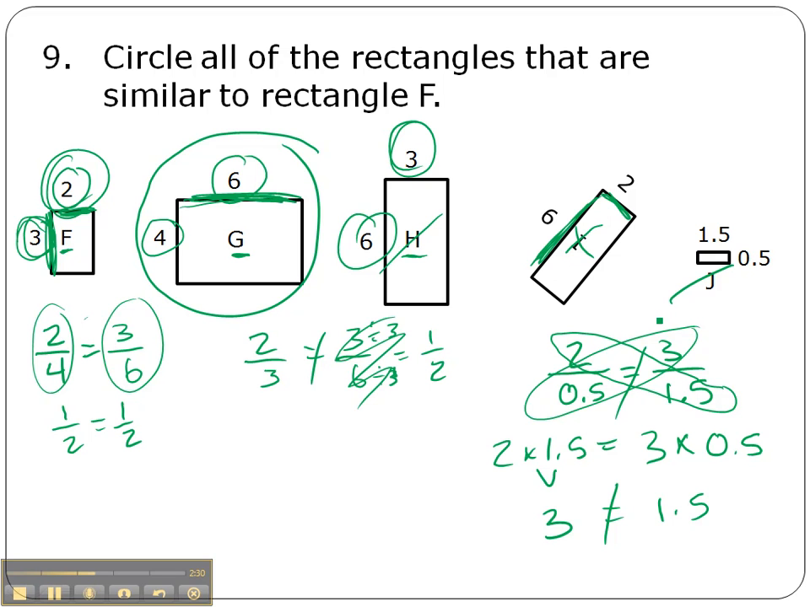Lots of different ways to figure out that G is the only similar rectangle, so you may have an alternate way of doing it, and that's fine.